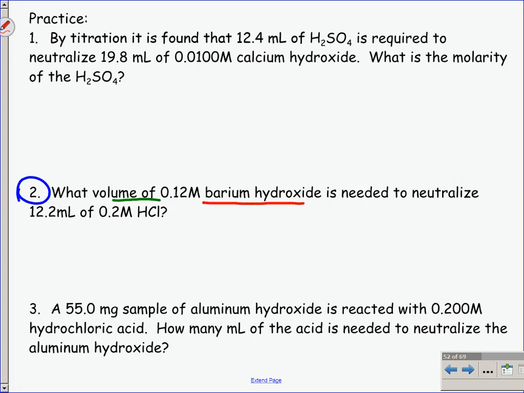Let's check this. What's barium hydroxide, Ari? Okay, keep going. Pause. This is where your mistake is. Barium charge is what?